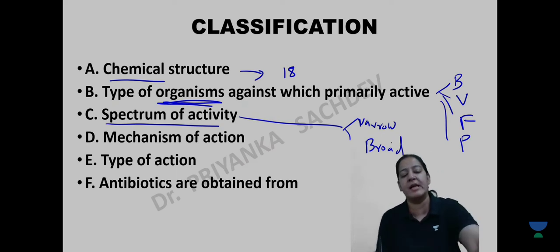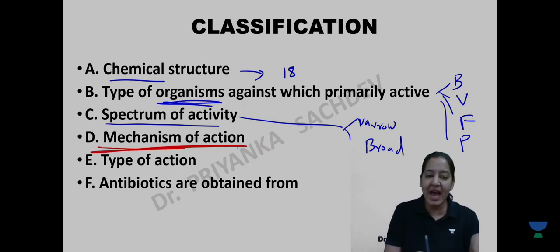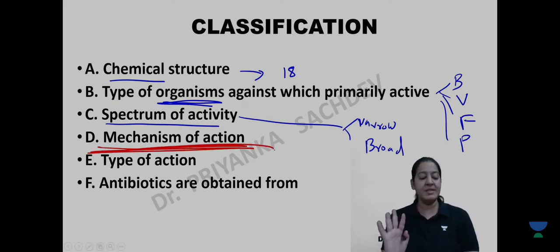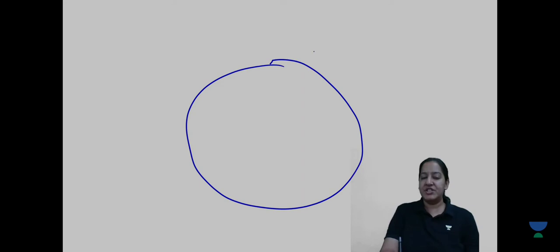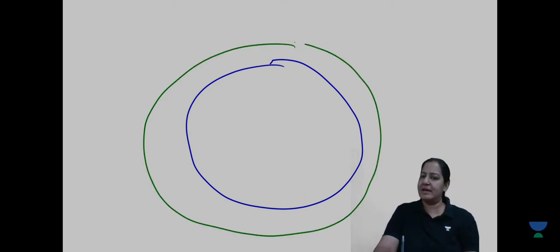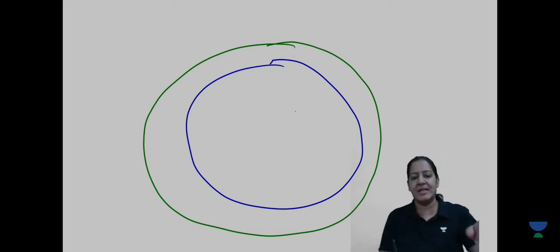The most important classification is based on their mechanism of action. The fourth one. So what is their mechanism of action? For explaining you the mechanism of action, I would like to draw the diagram of one bacteria or one organism. So see, in this diagram, I am drawing, this is the cell membrane. Just above the cell membrane, this is the cell wall, right? All bacteria have a cell wall, whether gram positive or gram negative. So one is the cell membrane and outermost is the cell wall.